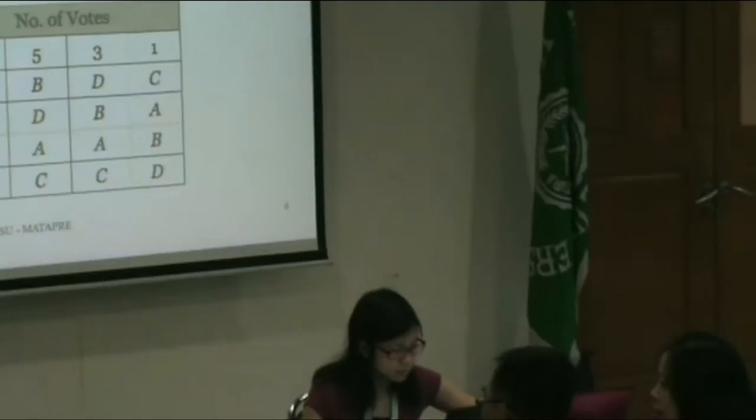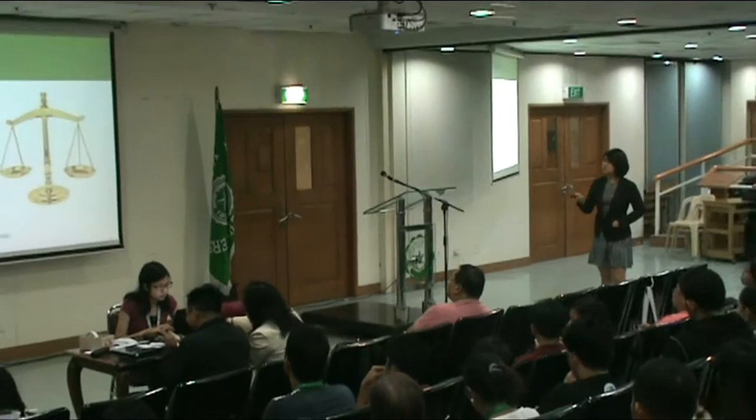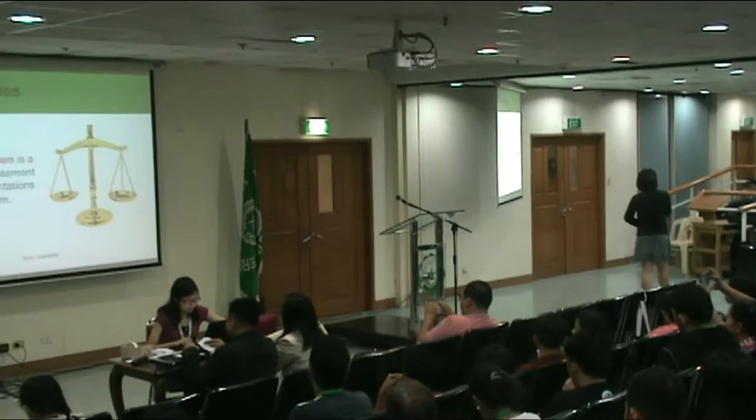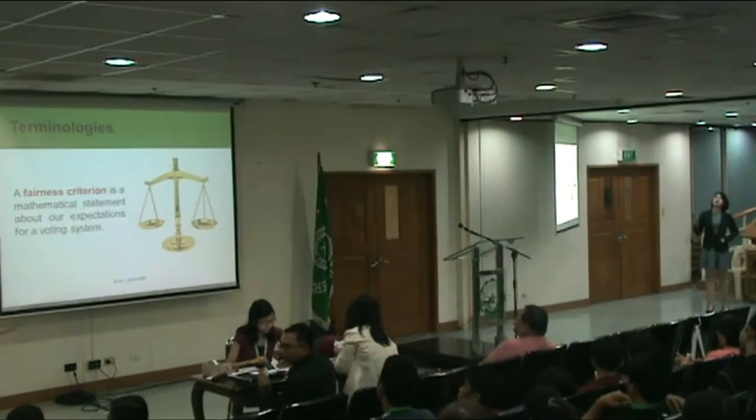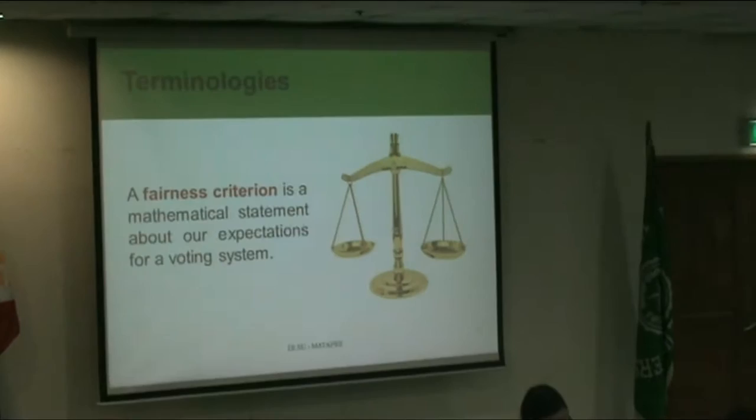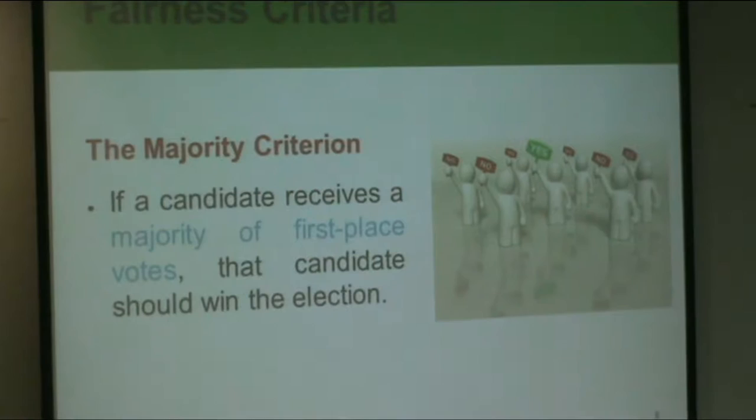Next. This is what I was talking about, something new: fairness criteria. What are the different fairness criteria? I'll start first with the more complicated one and the easier one at the end. A fairness criterion is a mathematical statement about our expectations for a voting system. So we have requirements for those fairness criteria. The first one is called the majority criterion.